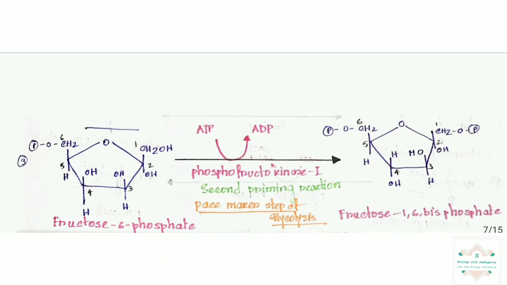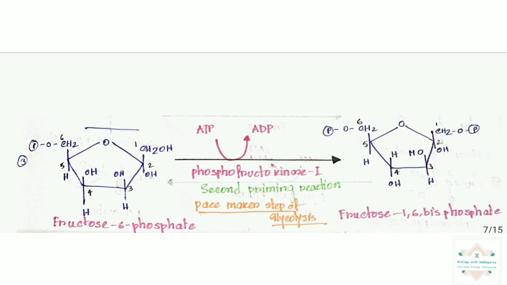So let's continue. In the third reaction, fructose 6-phosphate is converted into fructose 1,6-bisphosphate with the help of the enzyme phosphofructokinase 1. Phosphofructokinase 1 takes the phosphate group from ATP and attaches it to the first carbon of the fructose. As there was already a phosphate on the 6th carbon, now it has attached one more on the first carbon, so it is fructose 1,6-bisphosphate.